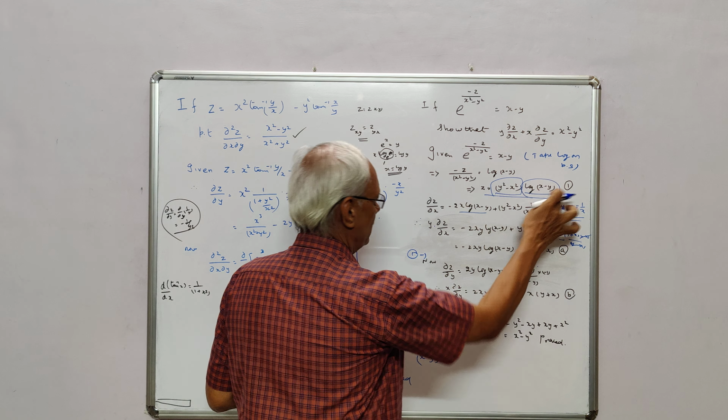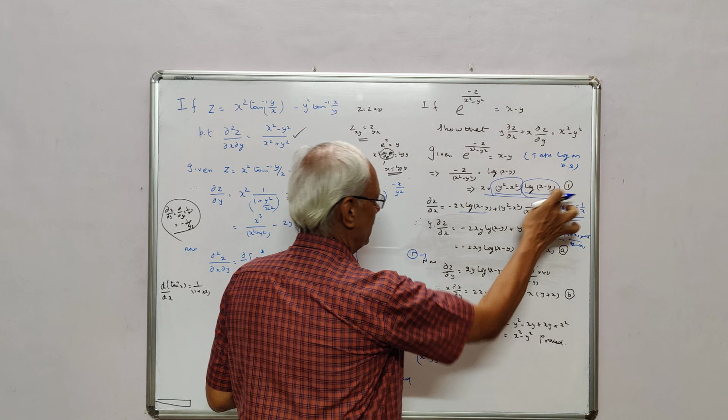Take this one and dou z by dou y you find. Partially differentiate with respect to y, in which case x is treated as a constant. Therefore 2y into log of x minus y plus y squared minus x squared into differentiation of log, which is 1 by x, so 1 by x minus y, into differentiation of whatever is within the bracket. Differentiate x minus y with respect to y.